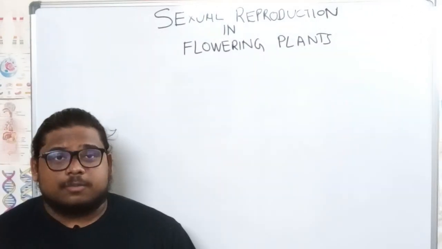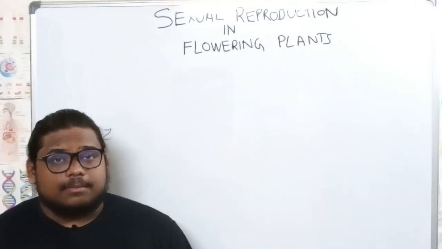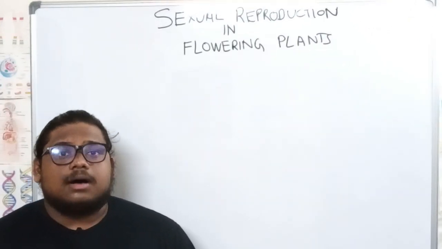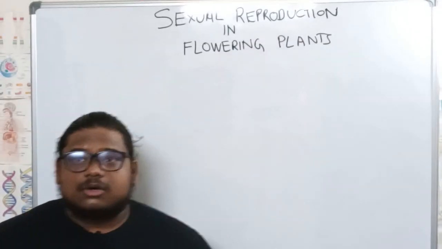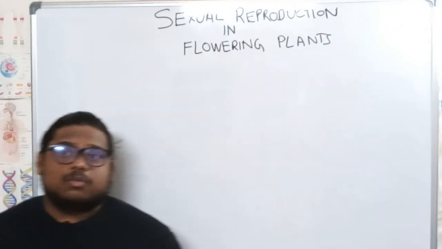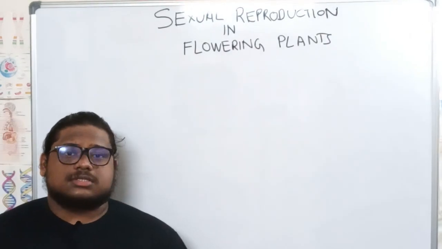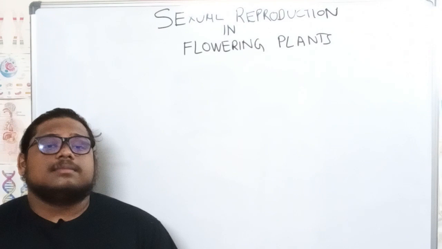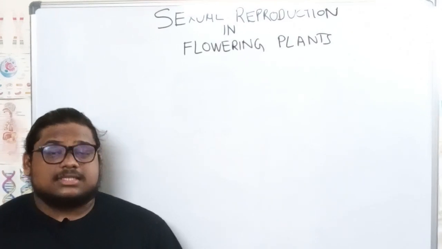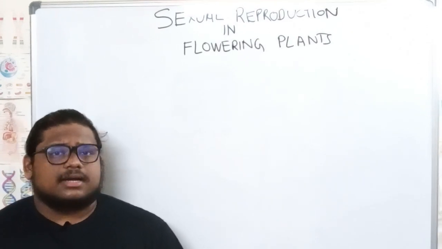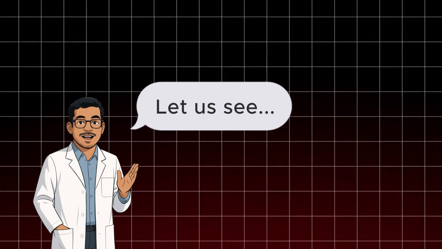In the previous video, we saw what are male gametes and what are female gametes. Now a question arises: what happens to the male and the female gametes once they are formed? There is a process by which the male and the female gametes come together. This process was studied by different scientists. Let us see what this process is.